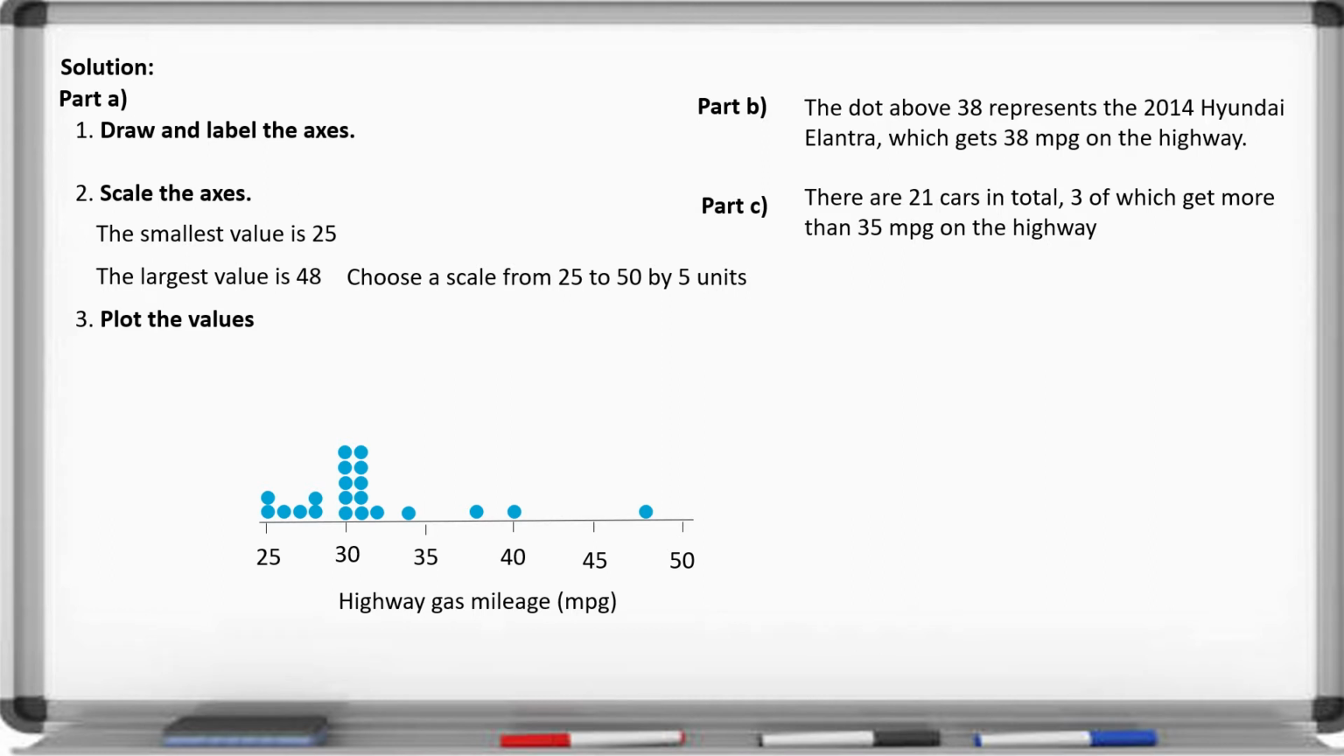So for part C, it's asking what percent of those get more than 35 mpg on the highway. Notice that if you look at the dot plot, there are 3 cars that have a mileage that is greater than 35. And there are 21 cars in total, 21 dots in total. So we take the 3 divided by the total of 21 and then multiply by 100 to get a percent. It turns out 14.3% get more than 35 miles per gallon.